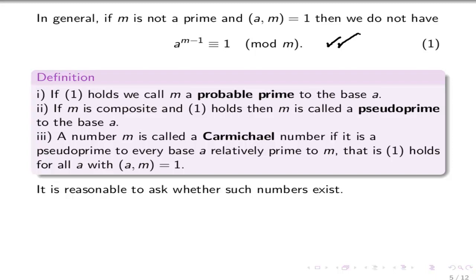Now the natural question to ask is, is that possible? Can we have Fermat's little theorem holding for a composite number for all values of a? So it's quite reasonable to ask whether such numbers exist.